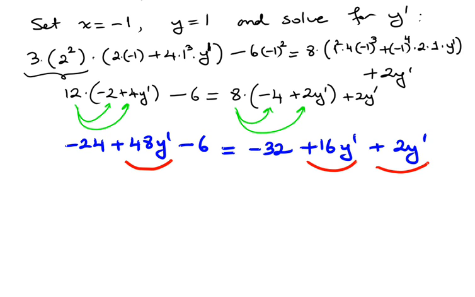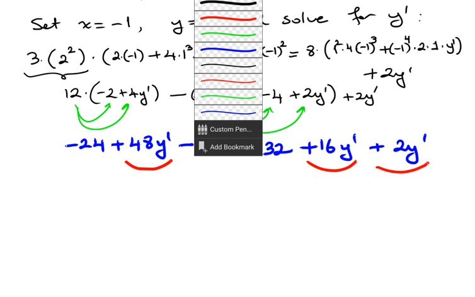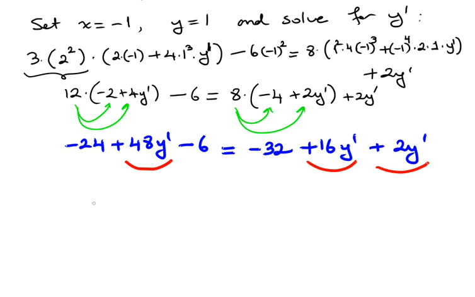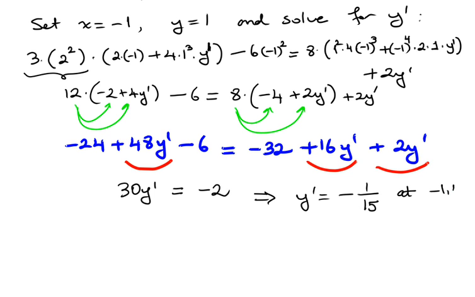So 48 minus 18 y prime. So on the left we have 30 y prime, and then on the right we have -32 plus 30, so -2, right? So y prime turns out to be -1/15. So this is the case at -1, 1.